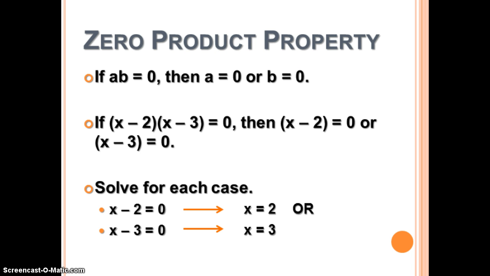The zero product property states if a times b equals 0, then a equals 0 or b equals 0. So if x minus 2 times x minus 3 equals 0, then x minus 2 equals 0 or x minus 3 equals 0. And then you solve for each case. So x minus 2 equals 0, you would add 2 to both sides, and you're left with x equals 2. Or you have x minus 3 equals 0. You add 3 to both sides, and you get x equals 3 as your answer. So there should be a point at each of those spots on the graph where the graph will cross the x-axis.